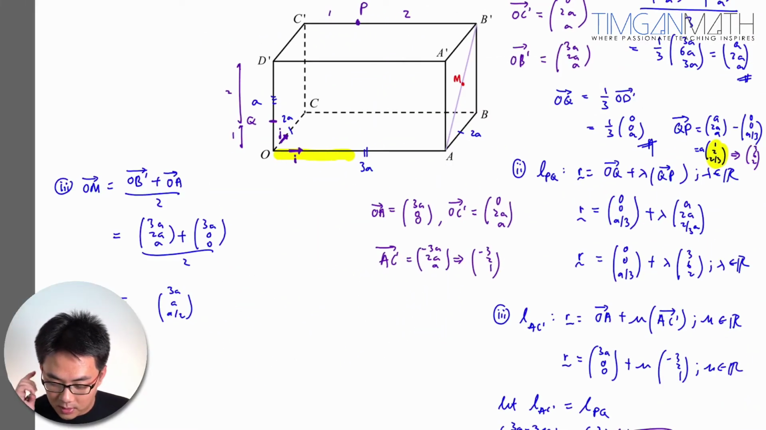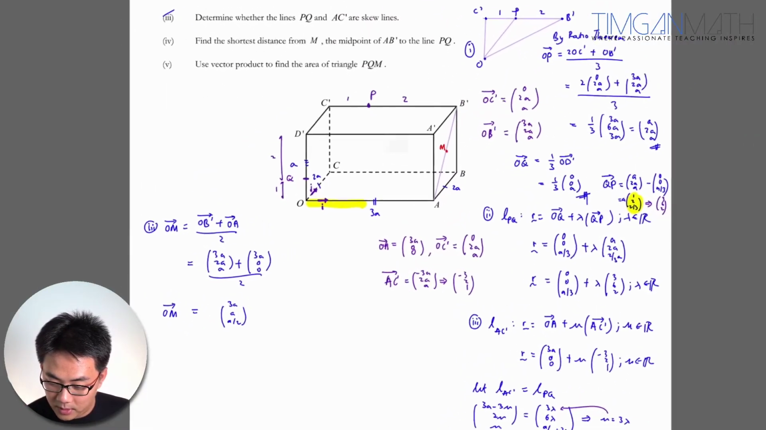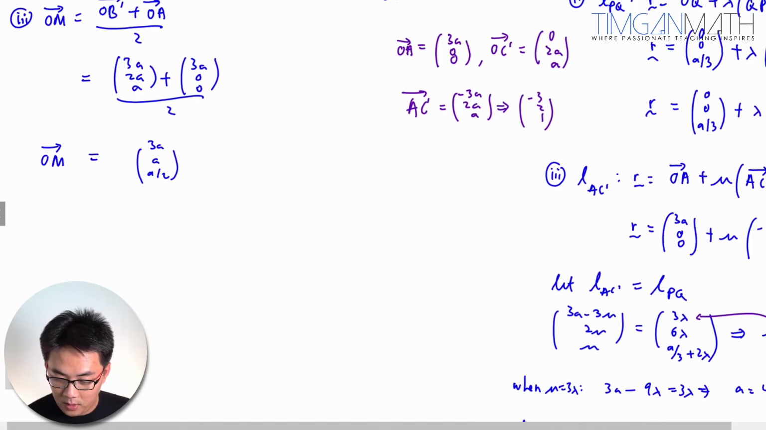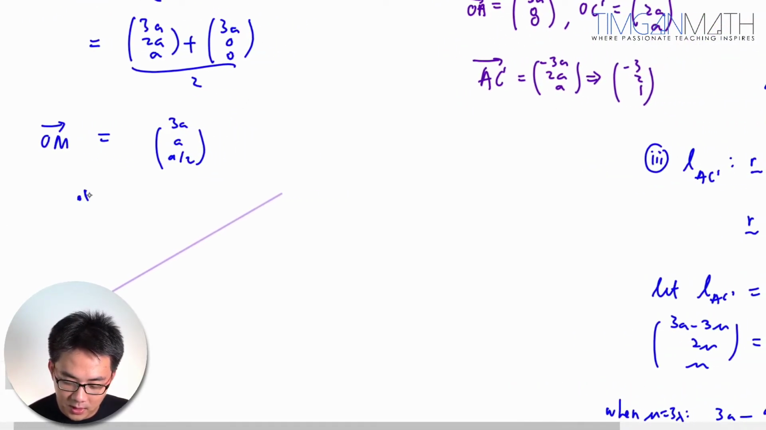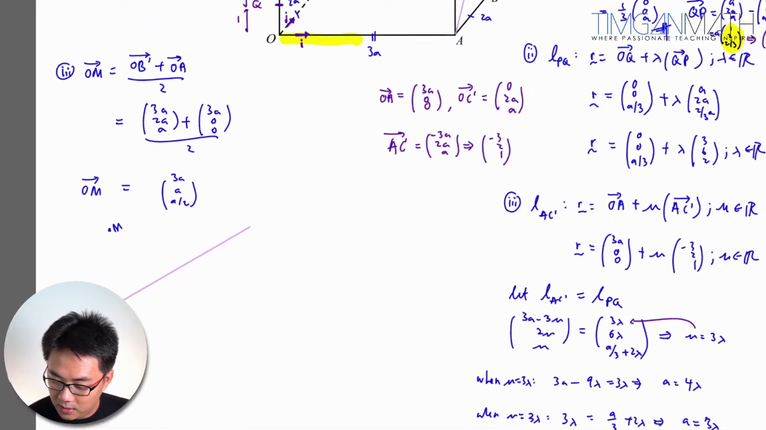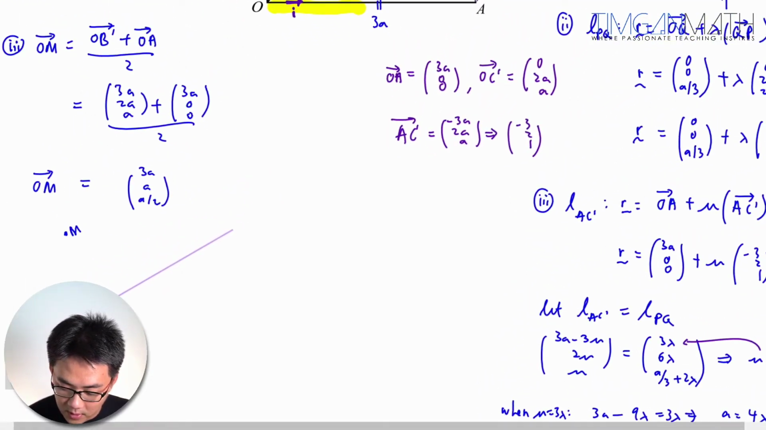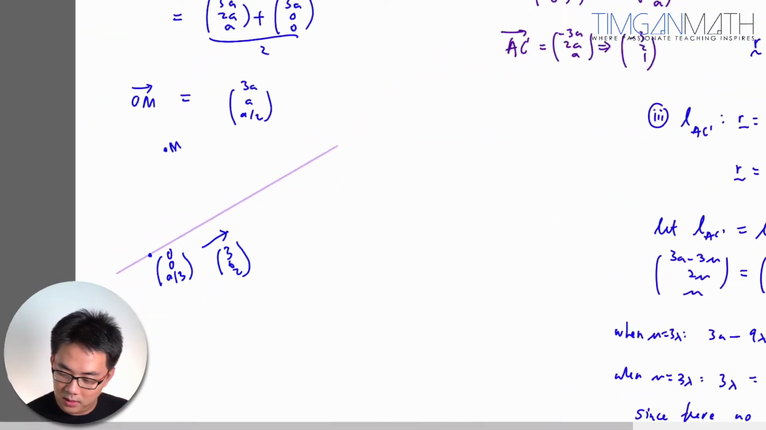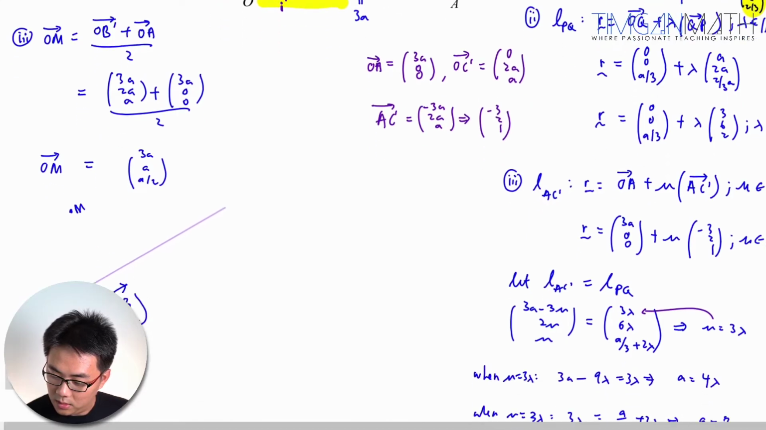Now the question is, how do you find the shortest distance from this to the line PQ? So I'm just going to draw the line PQ out. Line PQ is here. Don't care about the rest. OM is here. So for PQ, I have my O here, 0, 0, a over 3, and direction 3, 6, 2. You want to find the shortest distance, which is here. This is Q, right?